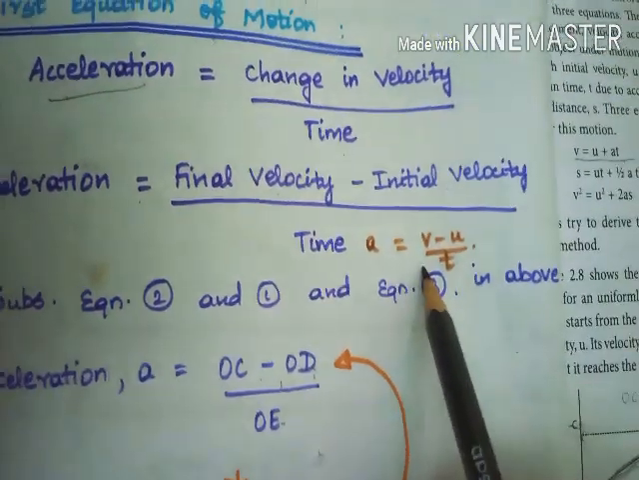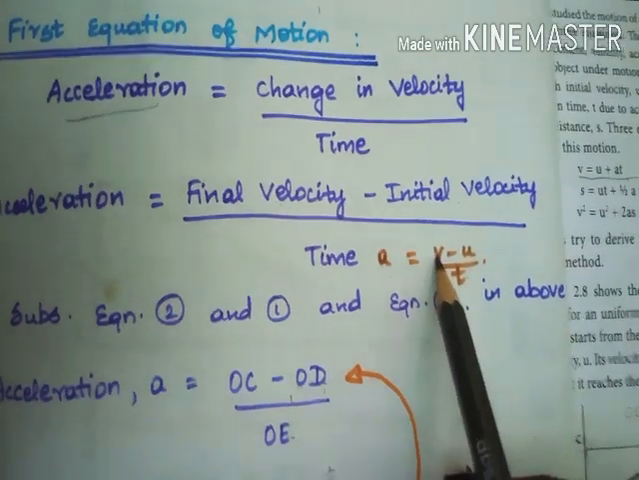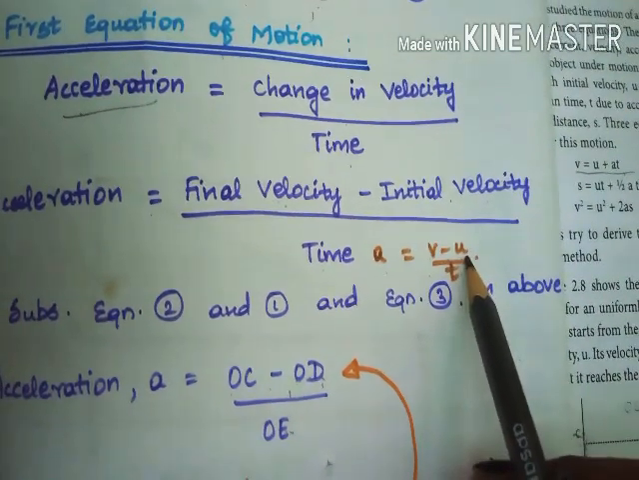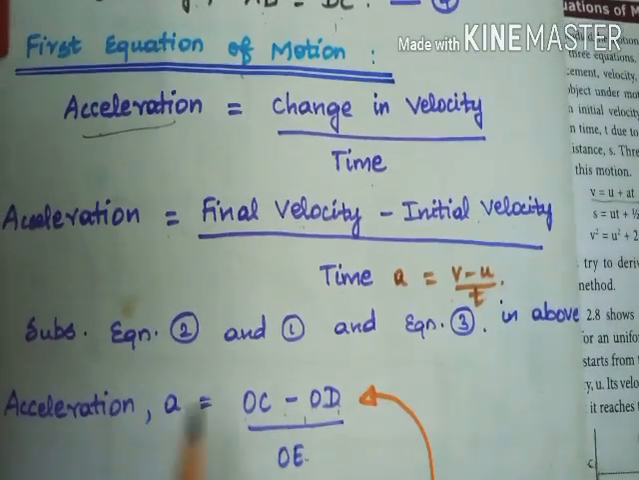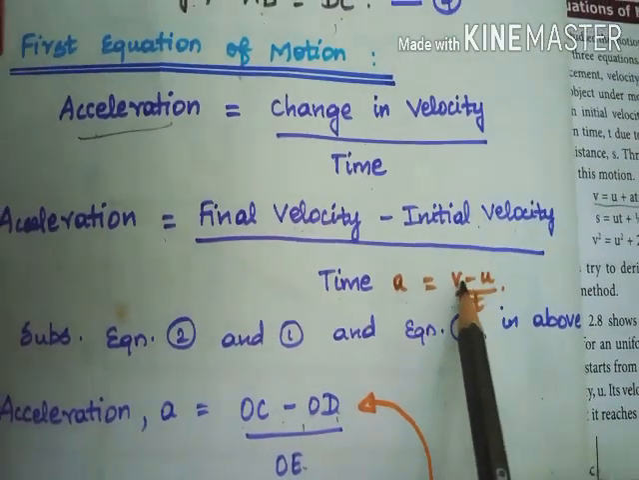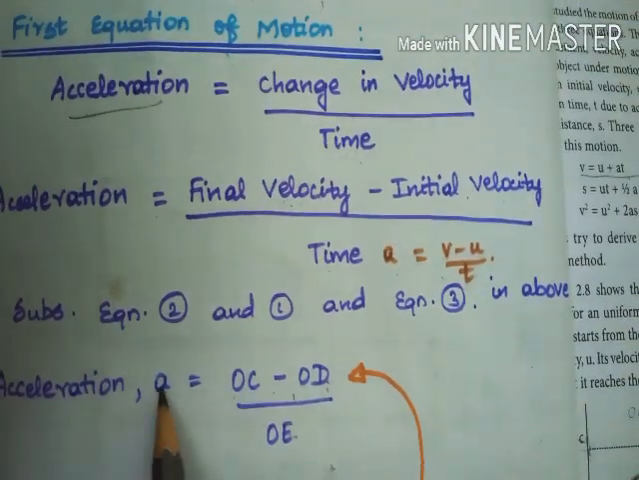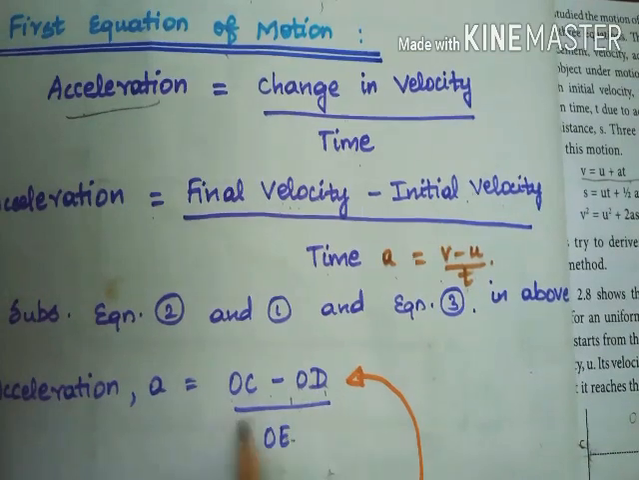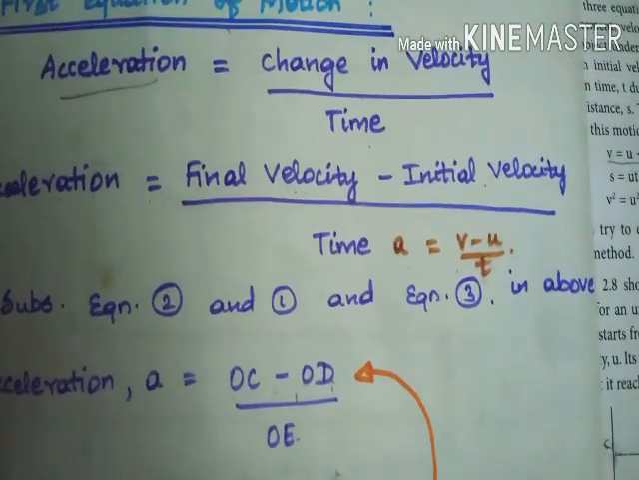What is the short form for this formula? A is equal to V minus U by T, where V is the final velocity, U is the initial velocity, and time is denoted as T. Now we are going to substitute the values of V, U and T. From the graph we substitute A is equal to OC minus OD divided by OE. I will show you how it comes.